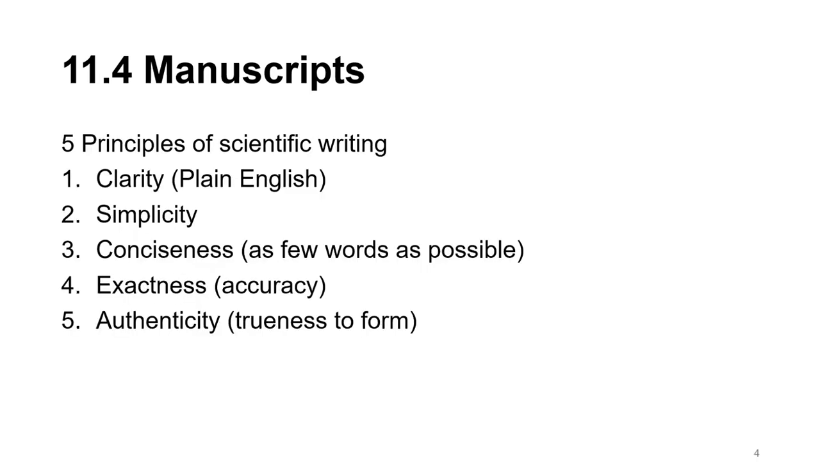So here are 5 principles of scientific writing. Scientific writing should be clear. Things should be written in plain English, and it should be simple. It should be concise, using as few words as possible. It should be exact, so what you're reporting on should be accurate, and it should be authentic and true to form.